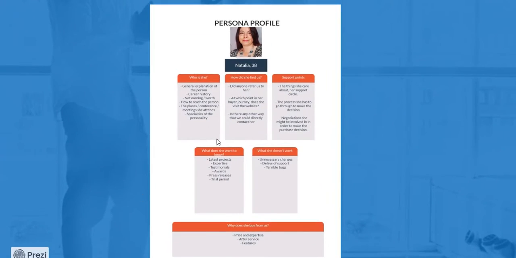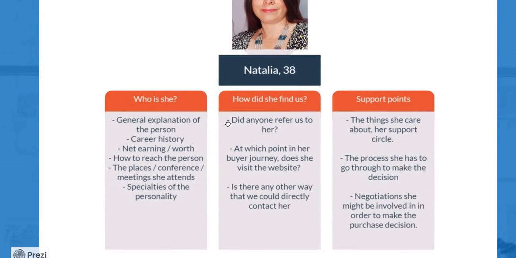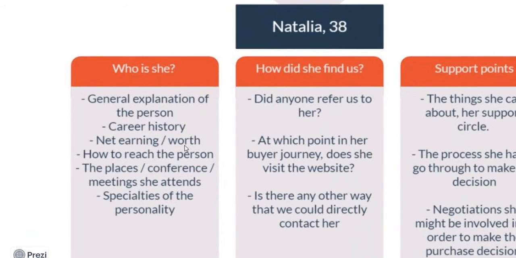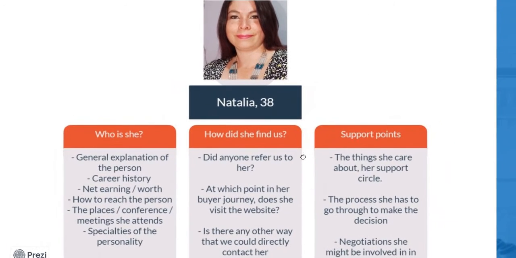For example, this persona profile, let's take a look at this person. You have to put their name, their age, who she is, the general explanation of the person, the career history, net earnings or net worth, how much money this person makes, how to reach the person, the places, conferences, meetings she attends, specialties of the personality. How did she find us? Did anyone refer us to her? At which point in her buyer journey does she visit the website? Is there any other way that we could directly contact her?